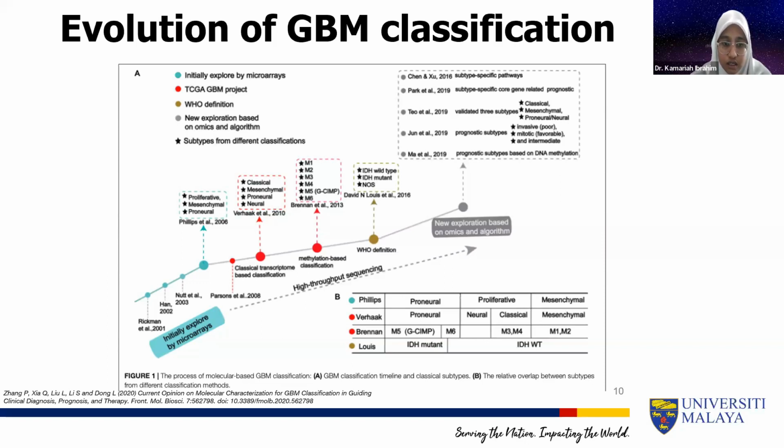Later on in 2016, Louis et al. suggested that the WHO should have a clear definition of GBM, and they agreed to classify GBM based on IDH wild type and mutant and OS. Since then, there have always been new explorations based on omics and algorithms, followed by other researchers as well.